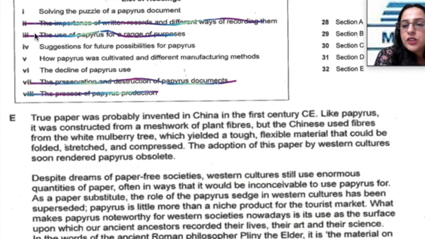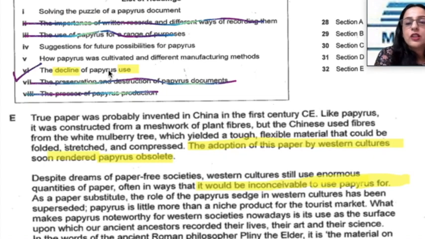Having reduced 4 options, now we are only left with 4 choices and 1 passage. So we have 2 paragraphs for this one as well. So try to find the answer for this one too. Okay, and the answer is 6. The decline of papyrus use. And why is it saying so? You would not find it in the beginning again.